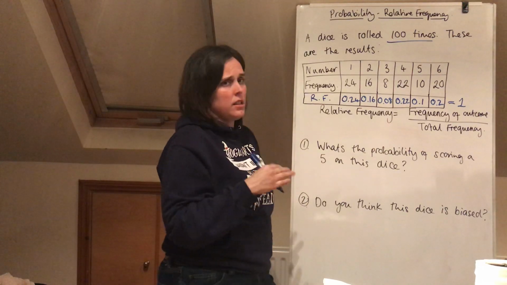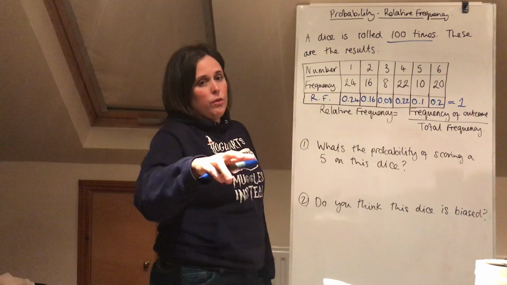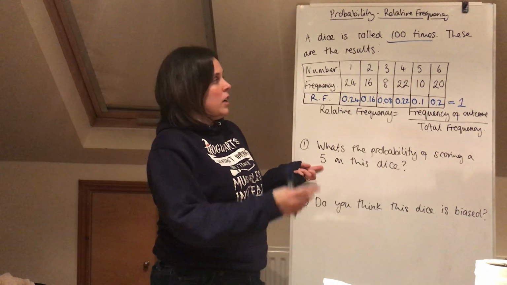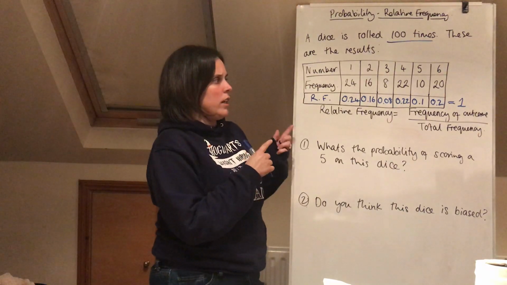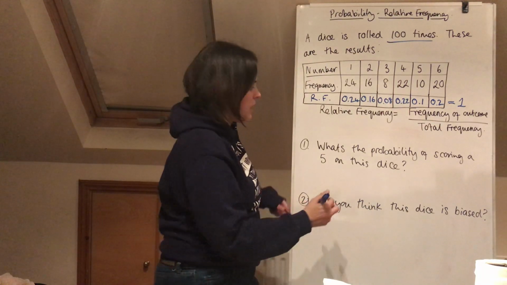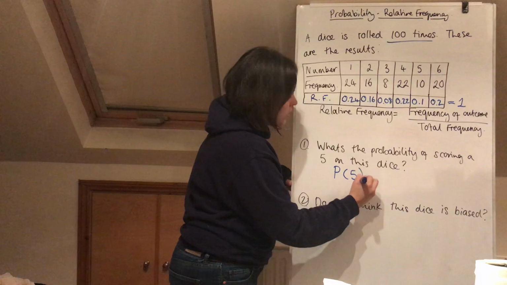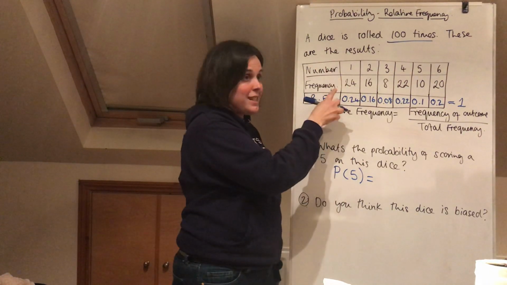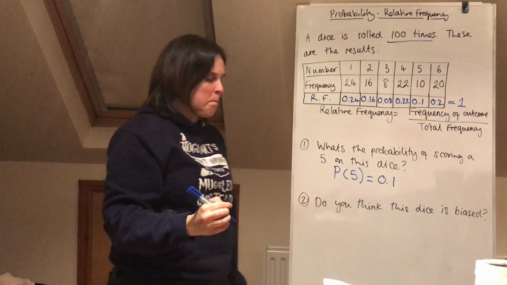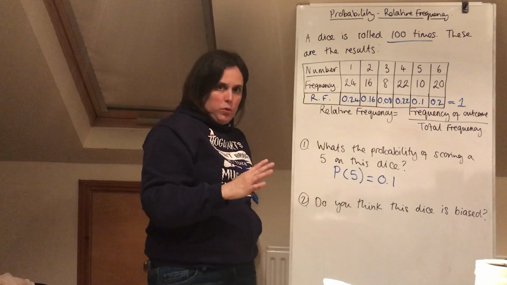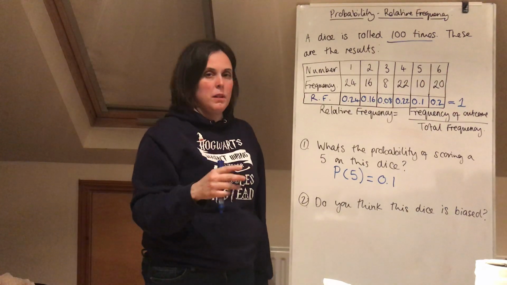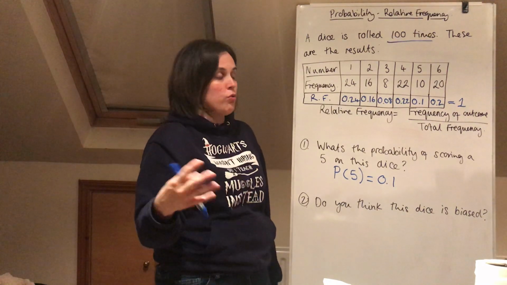We can then use this to calculate probabilities, because if we've got a dice and we're using theory, we can say the chance of getting a 5 on a dice is 1/6. But in this case, we've got a dice where we've carried that experiment out 100 times, so we can use that information to calculate probability. The probability of scoring a 5 on this dice based on this data that has been collected would be 0.1. Now that's not a million miles away from the probability of scoring a 5 on a normal dice, because it's 1/6, which would be 0.16 recurring.